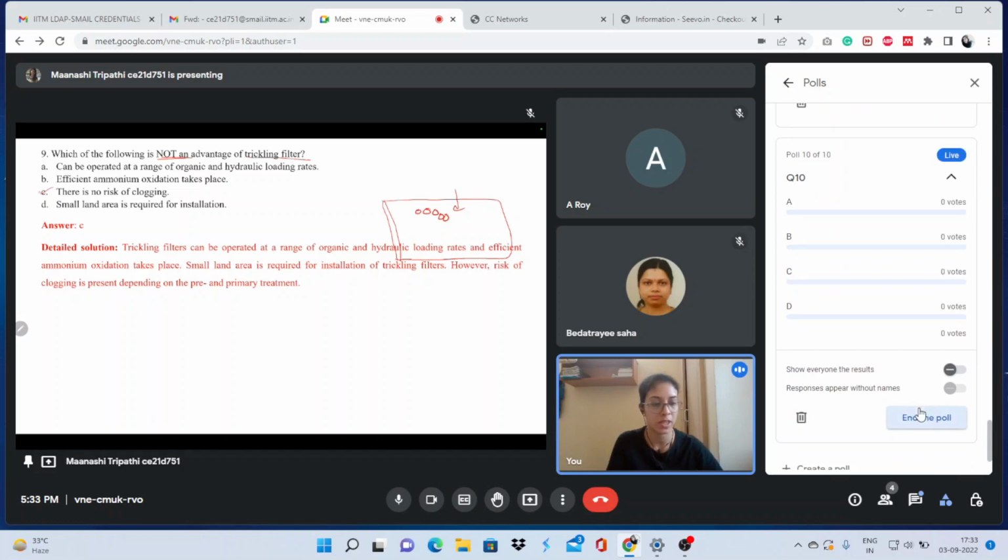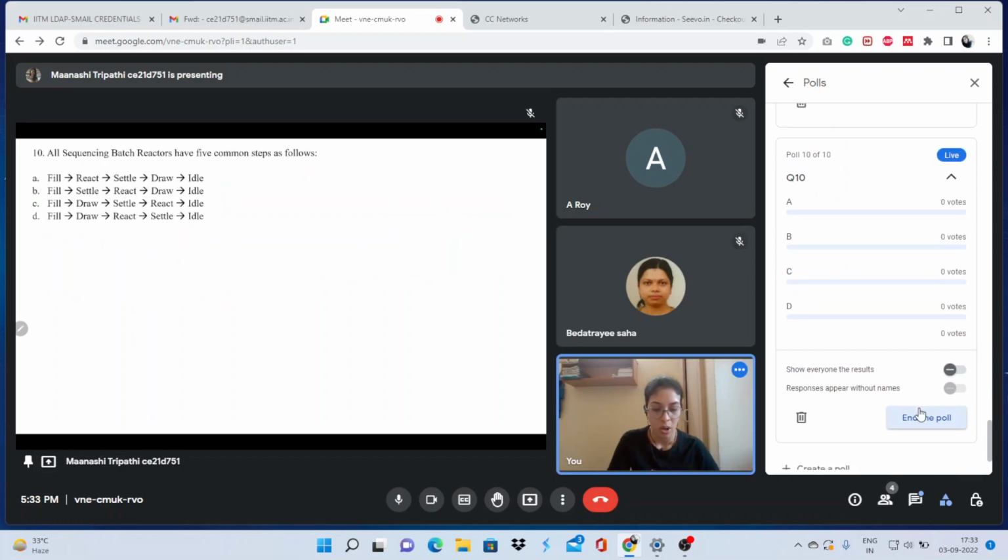Now coming to question number 10. All sequencing batch reactors have 5 common steps as follows. Sequencing batch reactor, we call SBR in short, because everything is happening in one system. In every other process, what was happening in ASP? Water was going to the aeration tank, then the water was going to the secondary sedimentation tank. But in SBR, all things are happening in the same batch reactor.